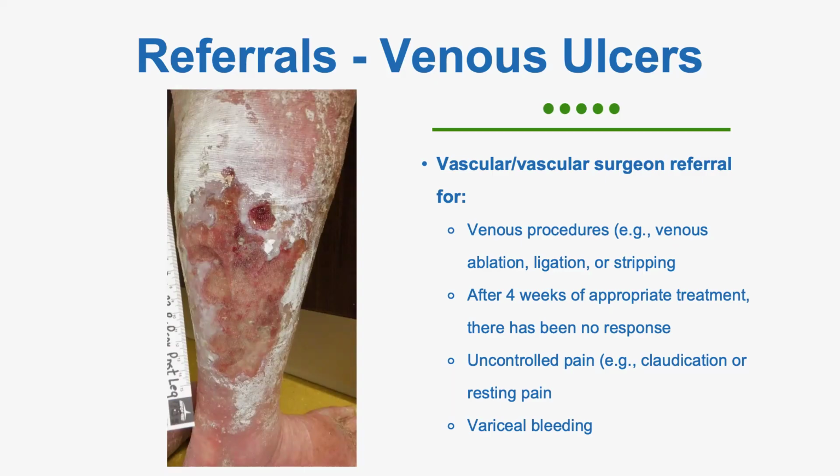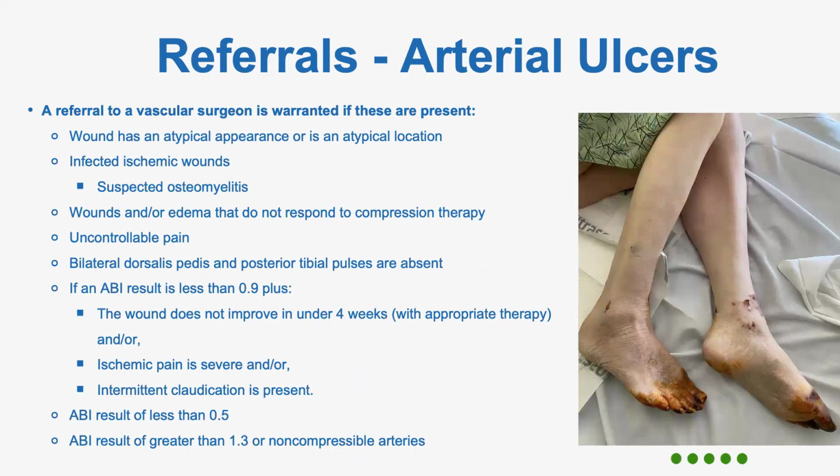bleeding. For arterial ulcers, these patients, usually when they get to us in the post-acute setting, they have been seen by a vascular surgeon or interventional cardiology or interventional radiology for some type of management. But if they haven't, it's important that they do see a vascular surgeon at some point. Also, we recommend that these patients see a vascular surgeon if the wound has an atypical appearance or atypical location, infected wounds, so wet gangrene, should go see a surgeon. Any suspicion of underlying osteomyelitis, so a bone infection.